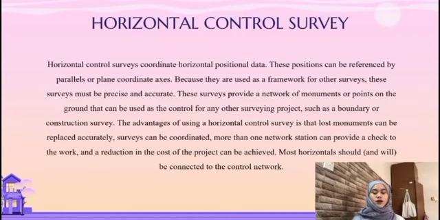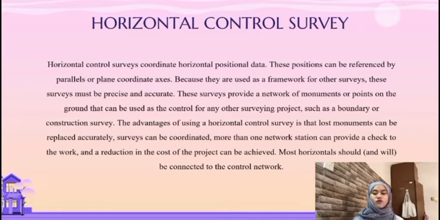Horizontal control surveys coordinate horizontal positional data. This position can be referenced by parallel or plane coordinate axes because they are used as a framework for other surveys. These surveys must be precise and accurate. These surveys provide a network of monuments or points on the ground that can be used as the control for any other surveying project, such as a boundary or a construction survey.